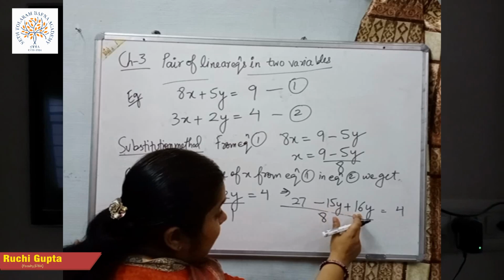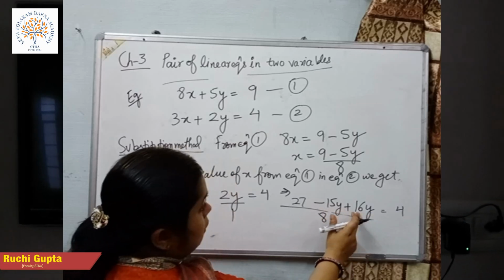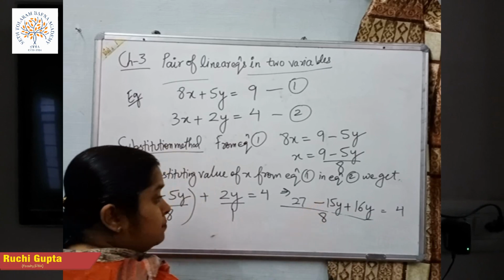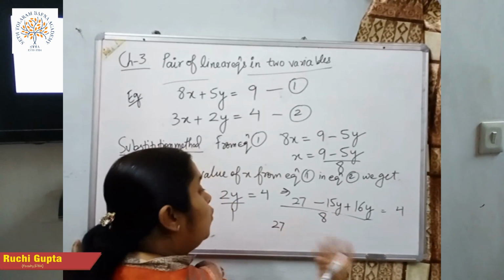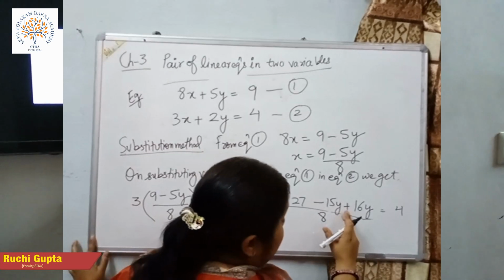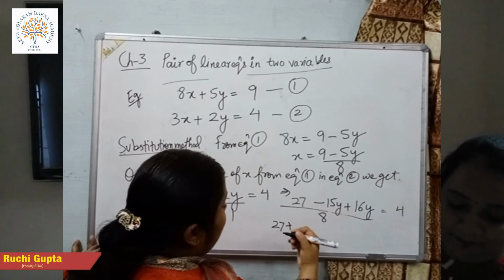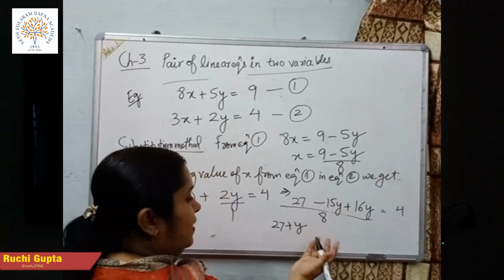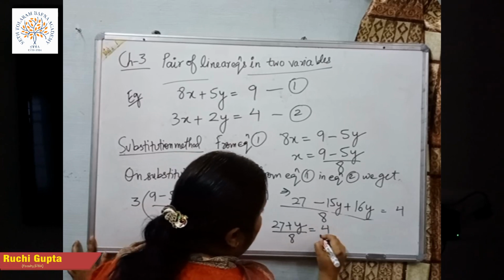So these are the like terms because they have their variables as y. So what is plus minus? It is minus. So 16 minus 15 is 1. No need to write 1, and the sign before the greater number is positive. So we have 1y, or we can write it as y upon 8 is equal to 4.